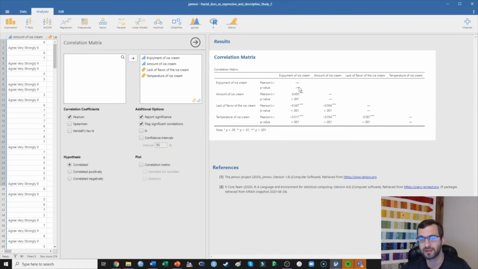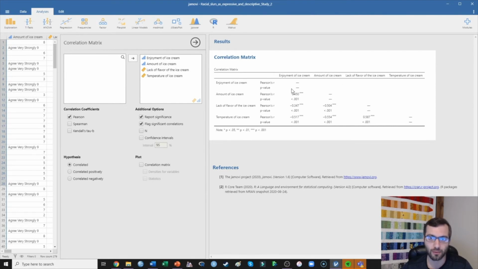So the reason that it doesn't give us any numbers on this diagonal is because that's just each variable with itself. So you've got enjoyment of ice cream correlated with enjoyment of ice cream. Nothing to correlate there. The correlation would be exactly 1.00. And so there's no reason to plot that there. Additionally, the reason that it's not giving us anything above the diagonal is because this would just be a mirrored image of what's below the diagonal.